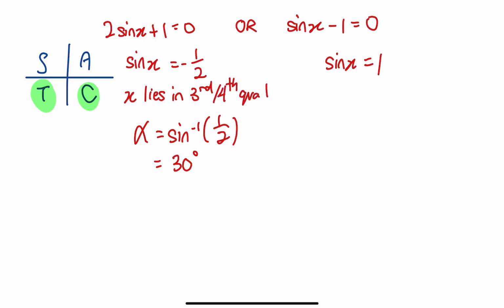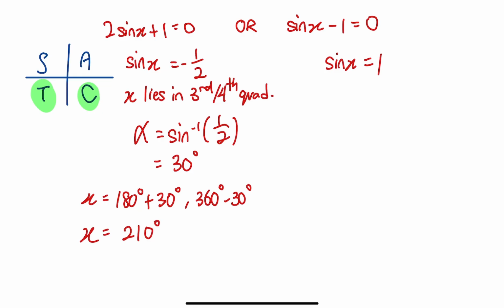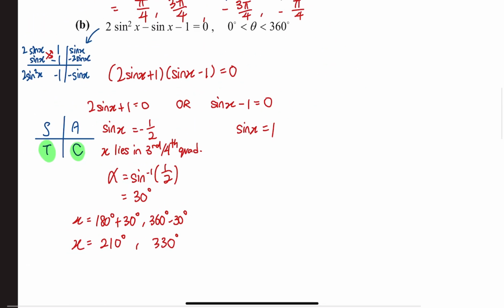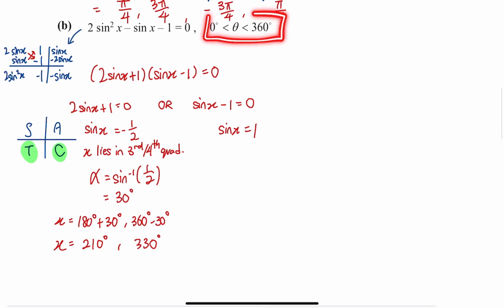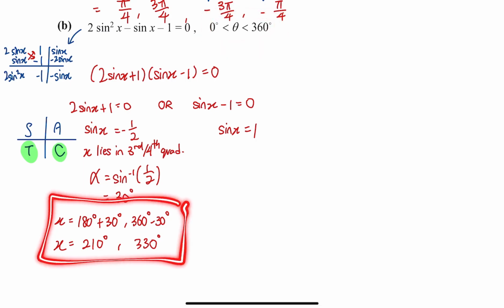Okay, so therefore this means that since I found the reference angle, x is equal to 180 degrees plus 30 degrees, or not 180, sorry, 360 degrees minus 30 degrees. Okay, and I'll get 210 degrees and 330 degrees. Then we check the range again. X is only between 0 and 360 degrees, so this is one cycle. Therefore, these are the only solutions within this range.